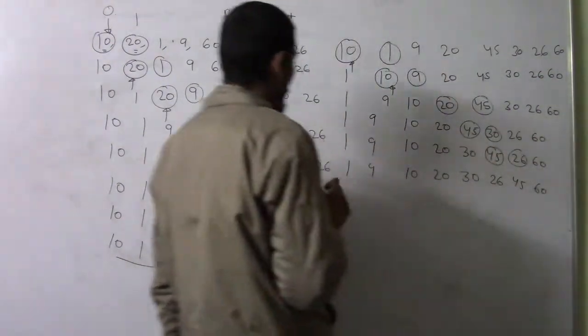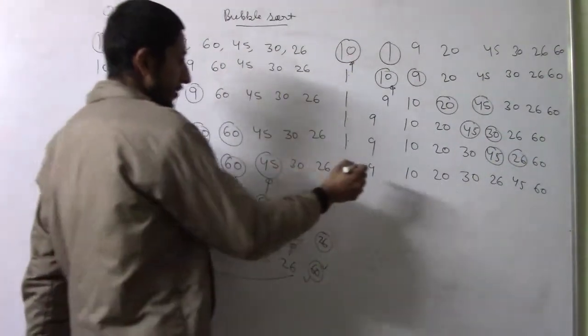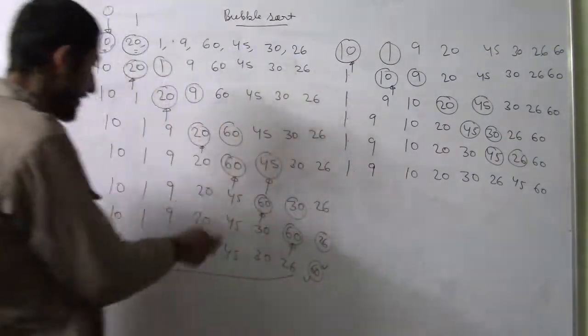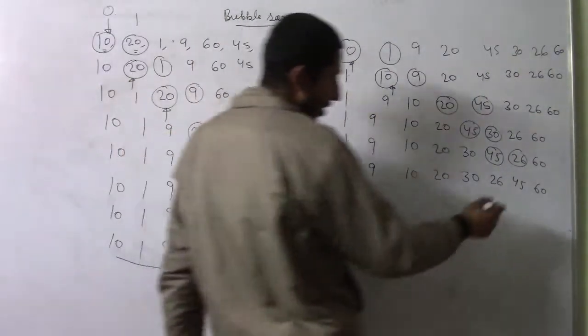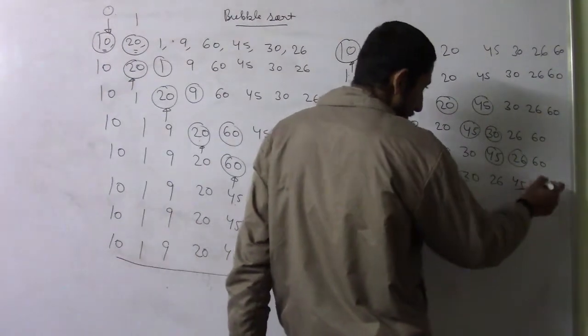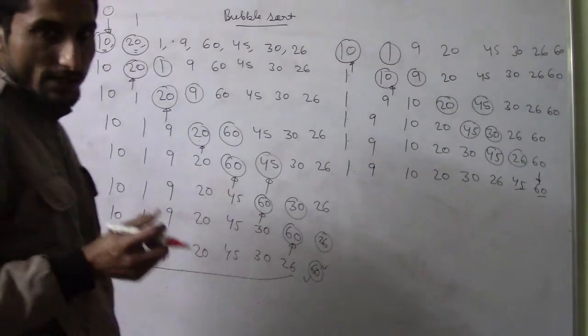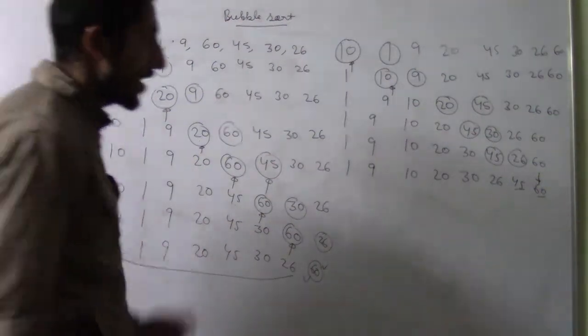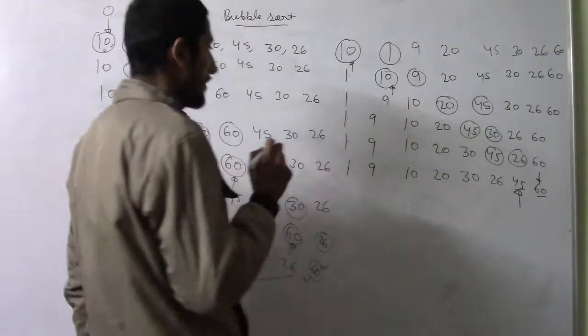So please look at the comparisons: 1, 2, 3, 4, 5, 6. Last time I had 7 comparisons like this, and this time I have 6 comparisons. Why? One comparison has been reduced because I am not going to compare this one and this one. Why? Because it is already sorted. Or we can say that 60 had got its correct place, and after second pass 45 also has got its correct place.